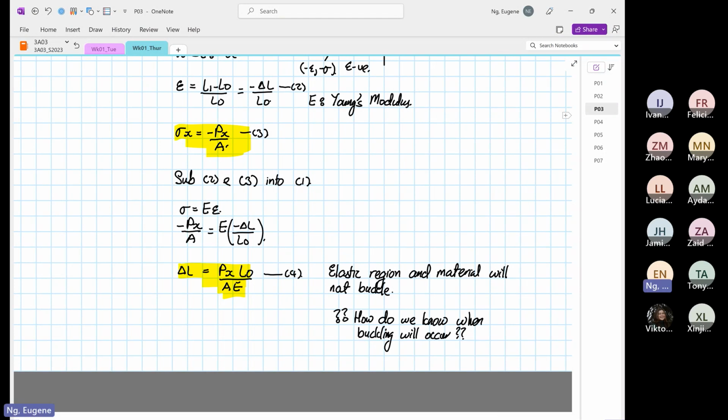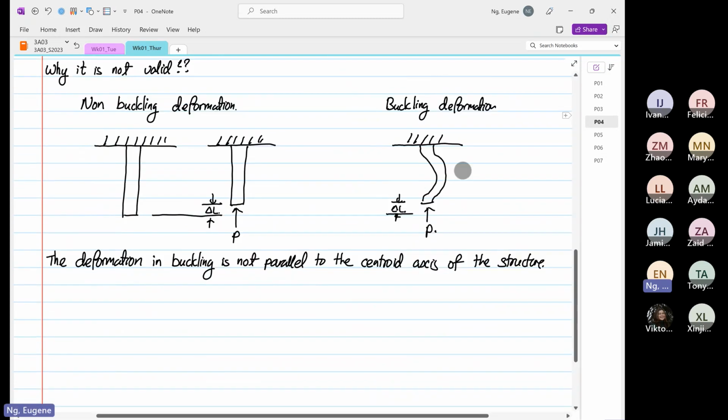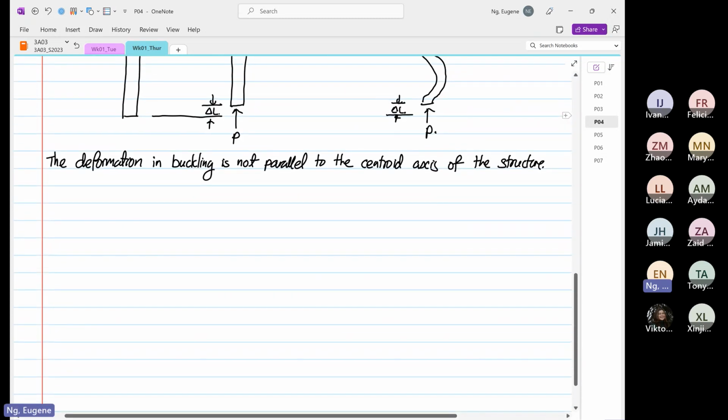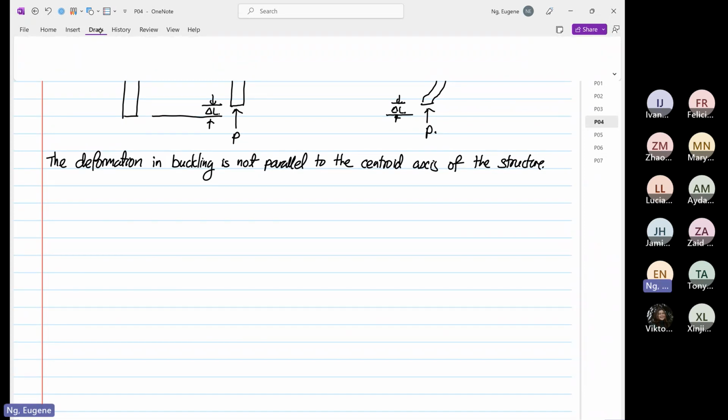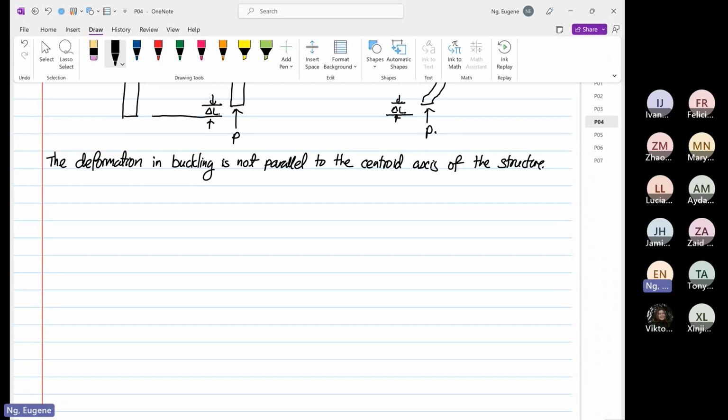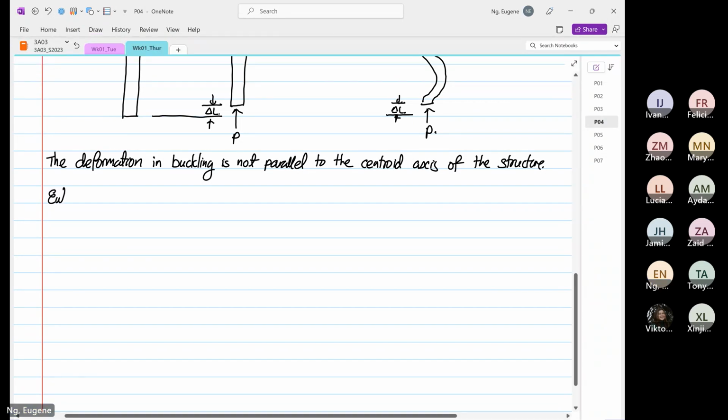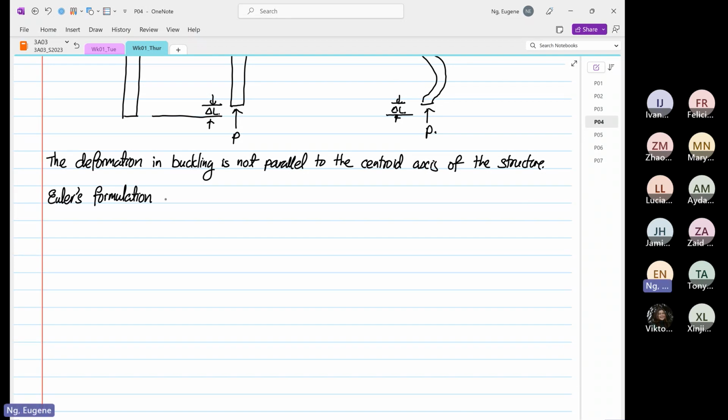Some of you will ask, then how are we going to analyze buckling? The solution is not so far from the knowledge that you all know. What we're going to do is apply the bending moment relationship. That's where we are going to talk about Euler's formulation applied to buckling.